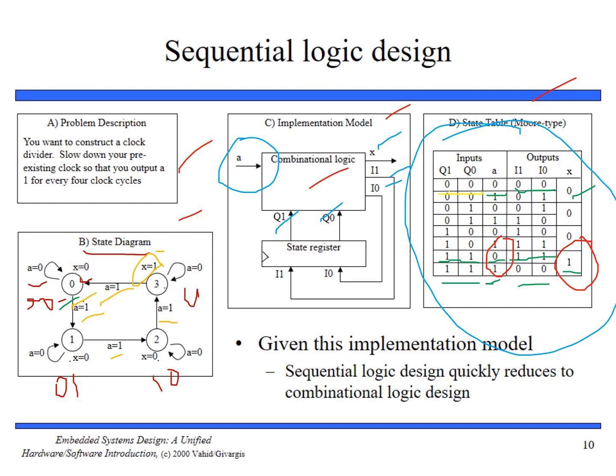So in combinational logic, we are getting input states and output states, input and output. And how do we get to the next states? For that we need a state register. So given this implementation model, sequential logic design quickly reduces to combinational logic design. So sequential model reduces to combinational logic. This is what you need to understand here. Okay, let's move on to the next slide.